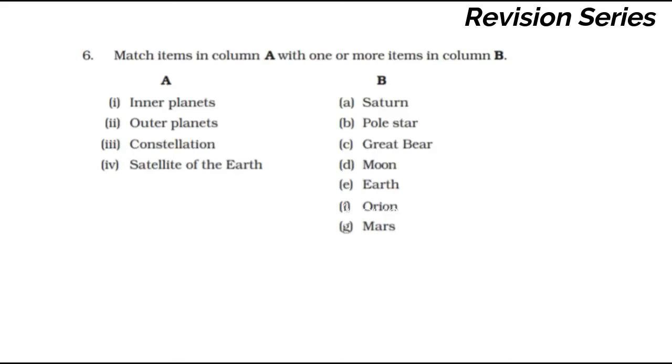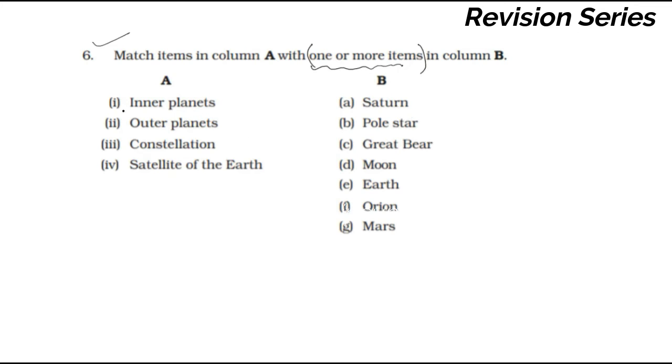Now question number 6. Match items in column A with one or more items in column B. Now look at this sentence. You have to read carefully what is given in this statement. Generally we pick up one option from here and compare it with one of the options from column B. But here what is told is one or more items. So the answer can be one or more.